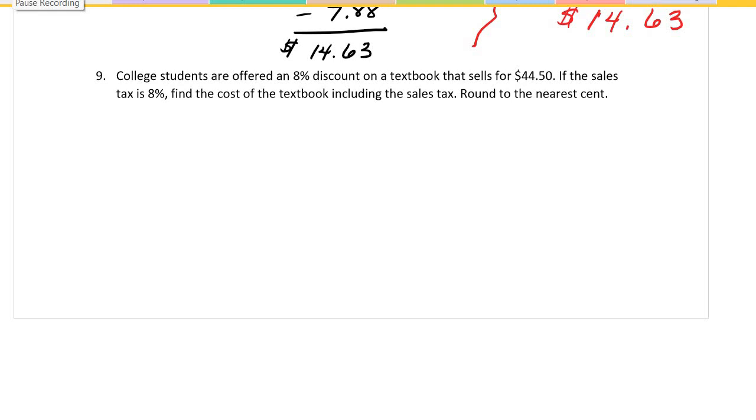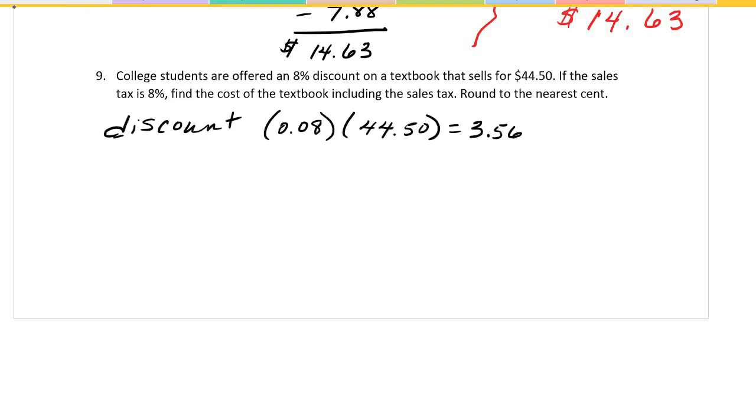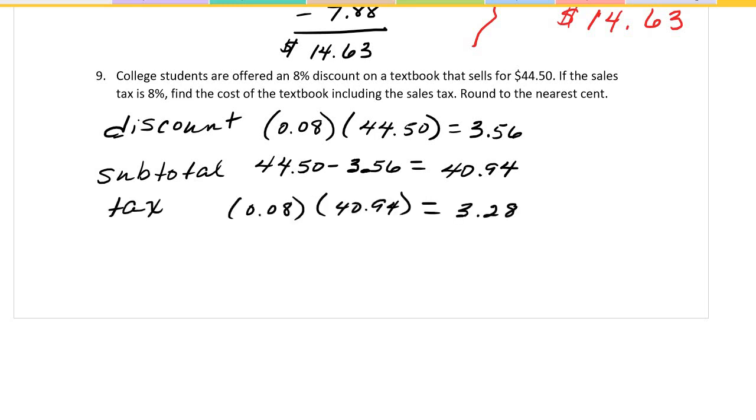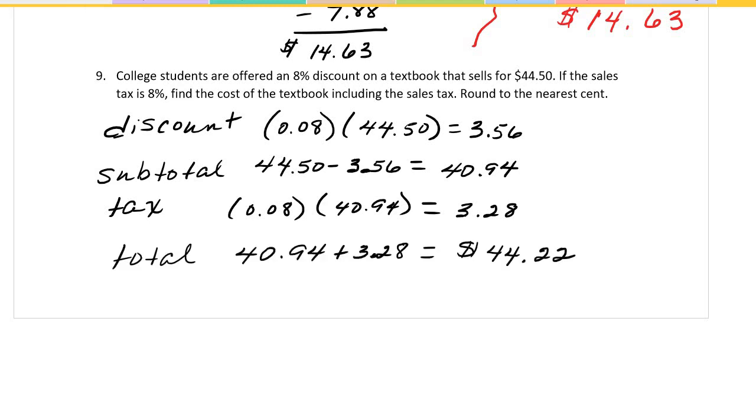So you can see that as we work through the problem. So first of all, we're going to find the discount. Then we're going to take the discount and subtract it from the original price. Now we need to find 8% tax on that amount. Then we add the tax to the subtotal. So the final cost is $44.22.